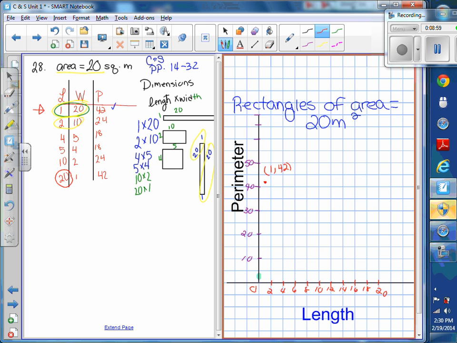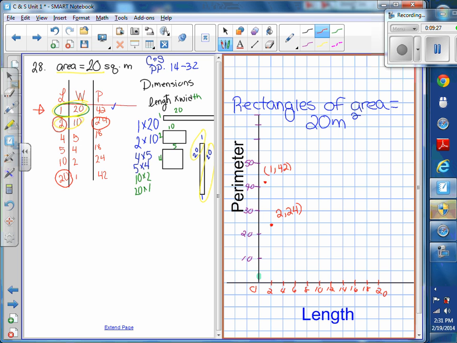And the reason we label those points is because I don't have a grid marker on every single place. So now I'm going to go to my next point, which is 2 by 10. That's an easy one. Oh no, 2 by what? What's my perimeter? Because I'm graphing length versus perimeter. 24. 2 by 24. So 2 by 20 would be here. That's 2 by 25. So 2 by 24 would be right here. You see that? Yeah. Okay.